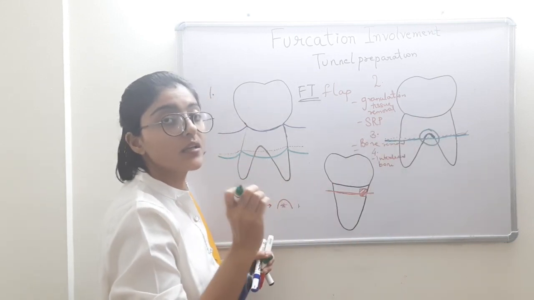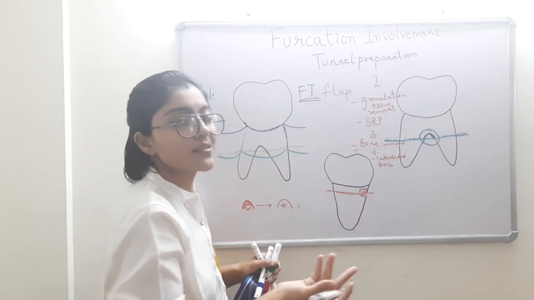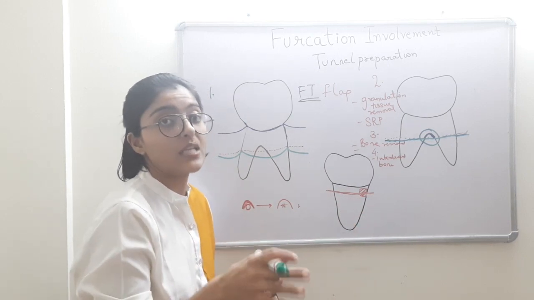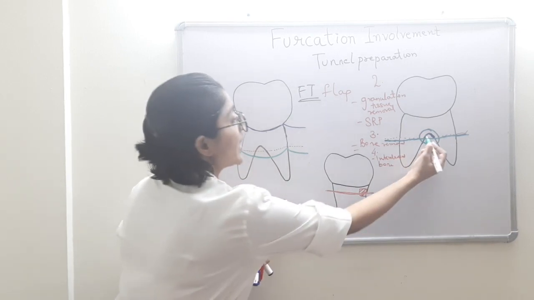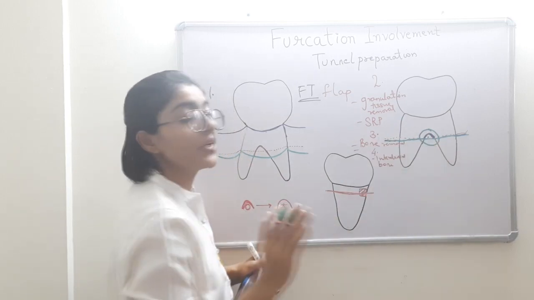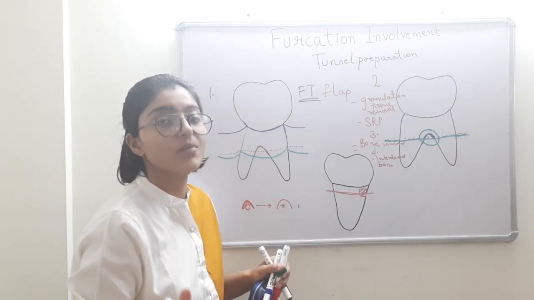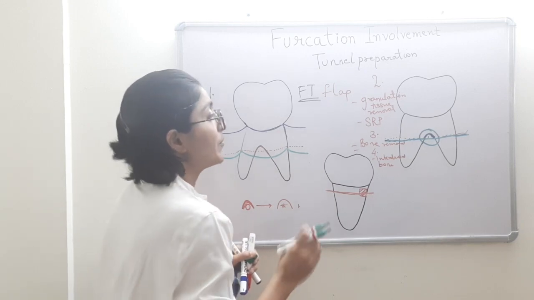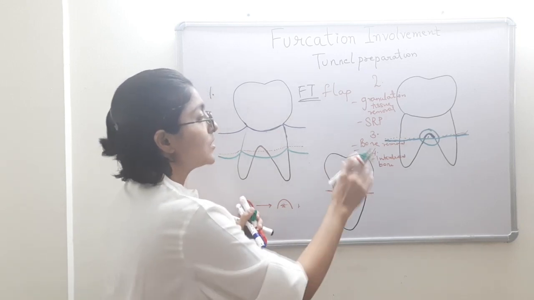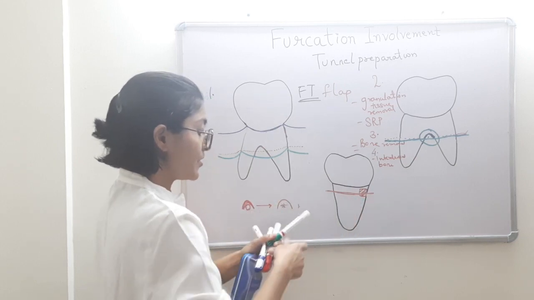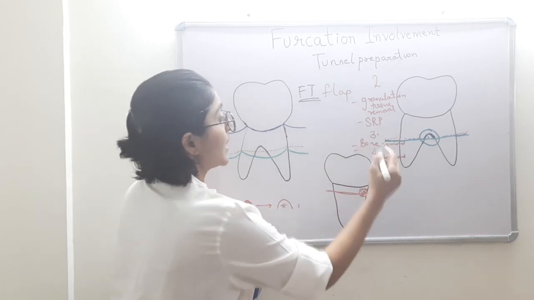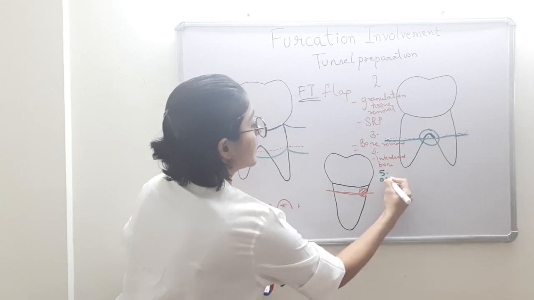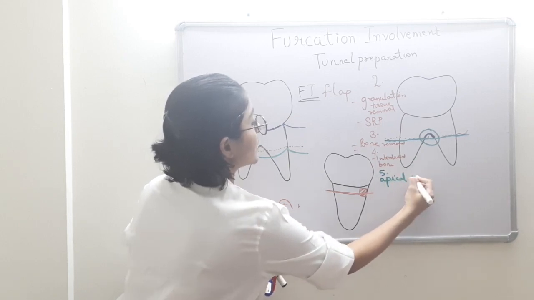So the final operative site will look like this, with the apically positioned flap and a clinically visible through and through tunnel, which we call grade 4 furcation involvement by the classification of Glickman. So we have created a clinically visible tunnel which is easily accessible and maintainable by the patient for daily oral hygiene maintenance. So this is the complete procedure of tunnel preparation. The final step is apical positioning of the flap.